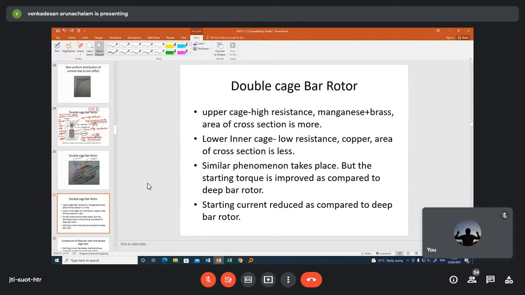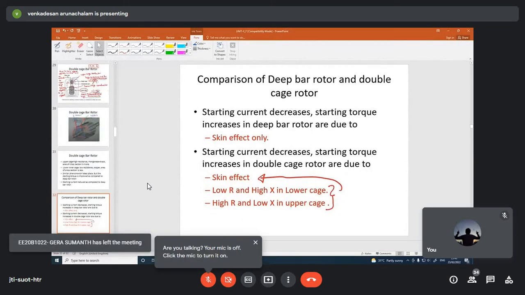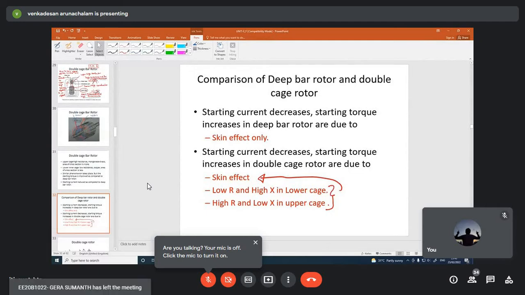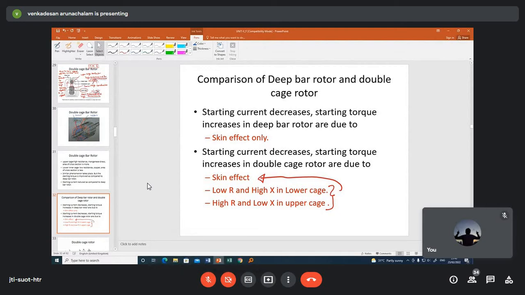A similar phenomenon takes place as compared to the deep bar rotor, but the starting torque is improved, or in other words, starting current is reduced, because the effective increase in resistance is more when compared to the deep bar rotor. So, comparison of deep bar rotor and double cage rotor: starting current decreases because the effective resistance of the rotor increases, and starting torque increases because the rotor resistance is increased.